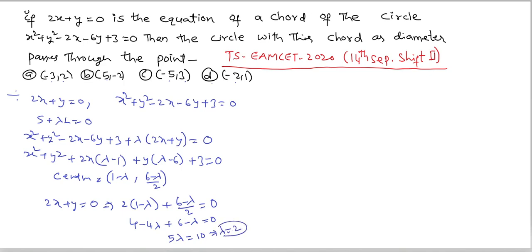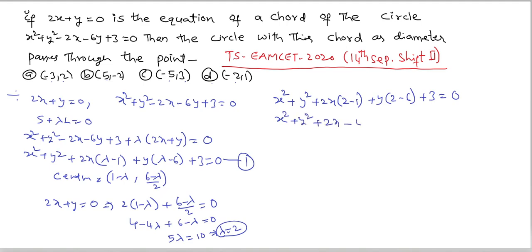So substituting lambda is equal to 2 in the first equation, that is x square plus y square plus 2x into (2 minus 1) plus y into (2 minus 6) plus 3 equal to 0. So x square plus y square plus 2x minus 4y plus 3 is equal to 0.